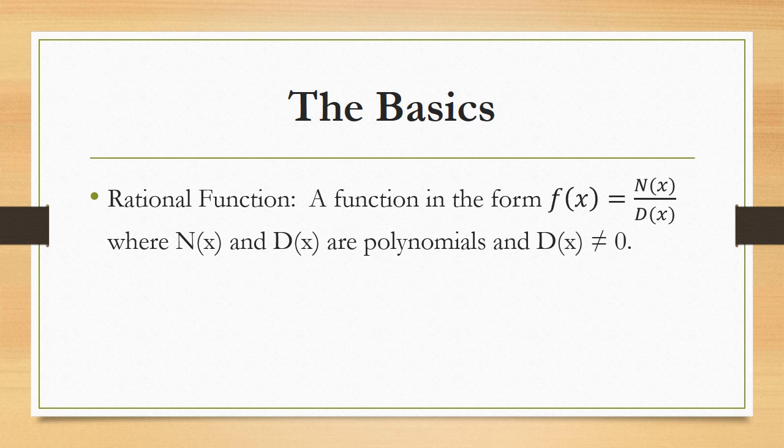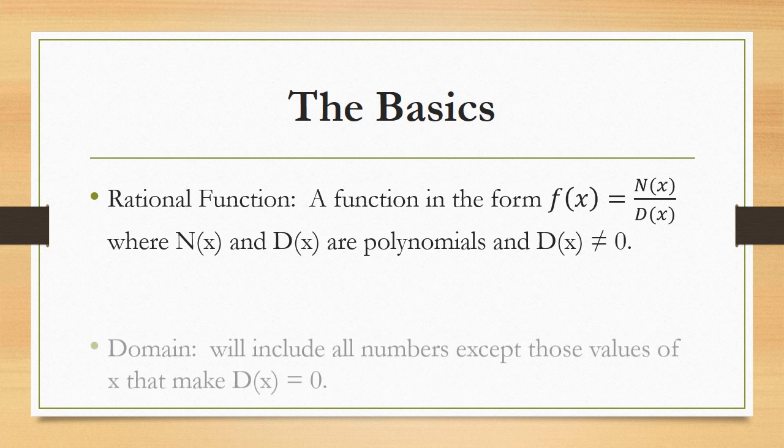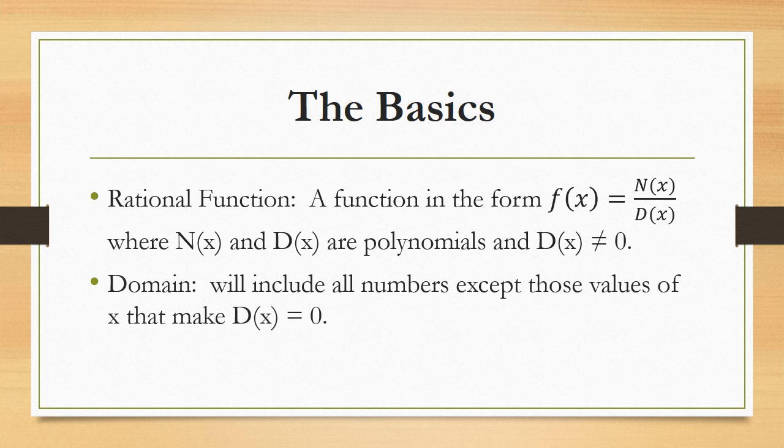The domain will include all numbers except those values of x that would make the denominator 0. Now, that's not saying that x can't be 0. x can be 0 as long as putting 0 in for x does not make the denominator 0. So what you want to do is set the denominator equal to 0 and solve. And whatever you get, those are the x values that you cannot use. Those are the ones that are not in the domain.